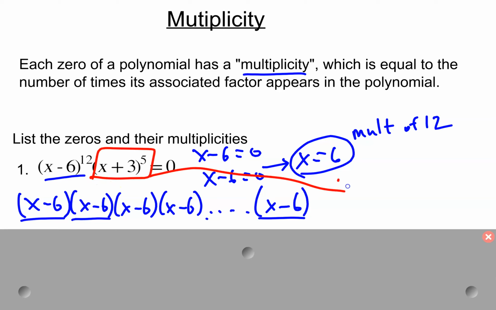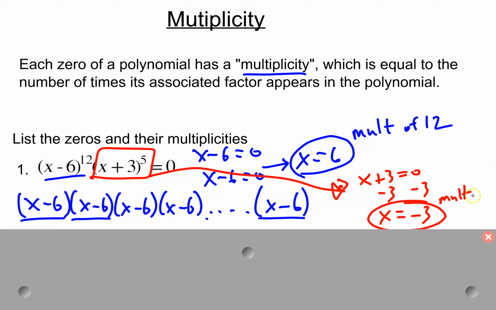X plus 3 is raised to the 5th power, meaning the same factor is repeated 5 times. So if I were to take that factor and set it equal to 0, just like I had before, I would find out that x equals -3. So that's my 0, but that 0 has a multiplicity equal to how many times it repeats. And how many times does it repeat? 5 times, because that's what the exponent is.